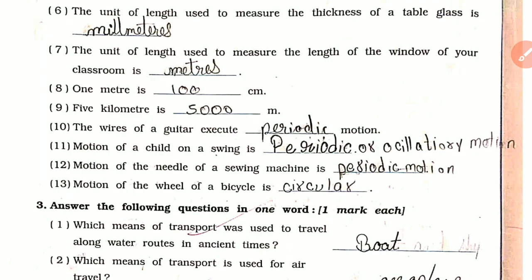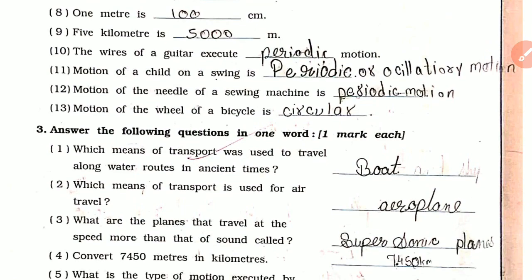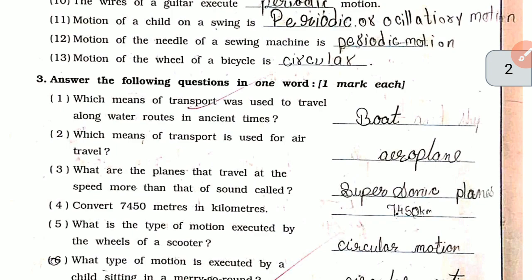Sixth number, the unit of length used to measure the thickness of a table glass is millimeter. 7 number, the unit of length used to measure the length of the window of your classroom is meter. 8 number, 1 meter is 100 centimeter. 9 number, 5 kilometer is 5000 meter.